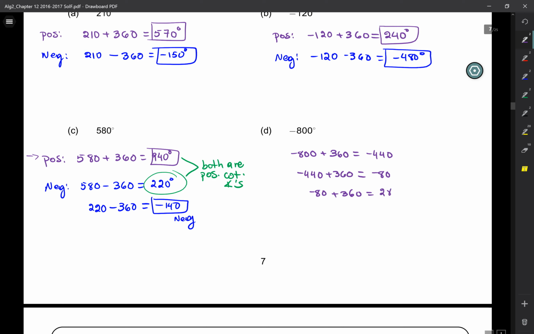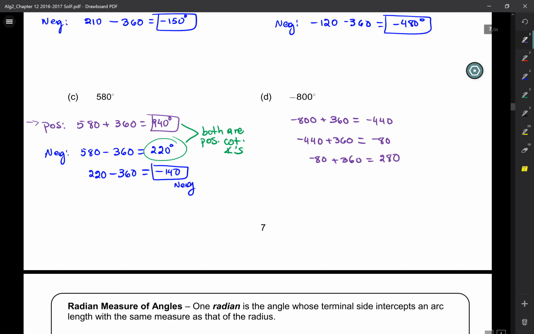280. So now, which one of these is a positive coterminal angle? The 280 is the positive coterminal angle. Which one is the negative? Any one of them, I can write any one of them as the negative. Okay? So this is a negative coterminal angle.